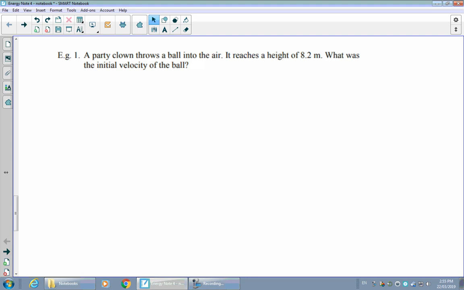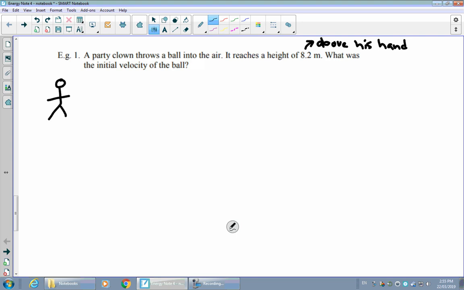So in this question, we have a party clown that throws a ball into the air, and we're saying that it reaches a height of 8.2 meters, and we want to know the initial velocity that the ball was thrown with. So just to be a bit more specific, what we really mean here is that it's 8.2 meters above his hand, so above the clown's hand. So if I just draw a quick diagram of what that means, I'm going to draw an awesome stick figure here with some awesome party clown hair and a nice big long arm with a ball in their hand that they are throwing up in the air, and that maximum height that they reach is 8.2 meters in the air.